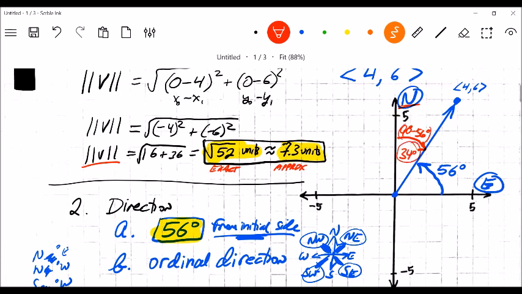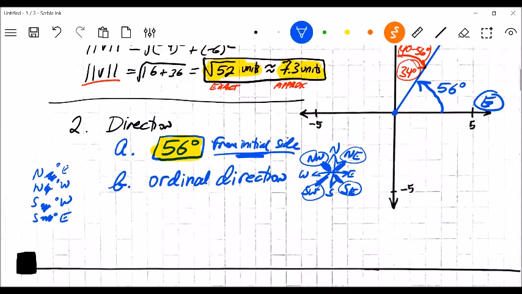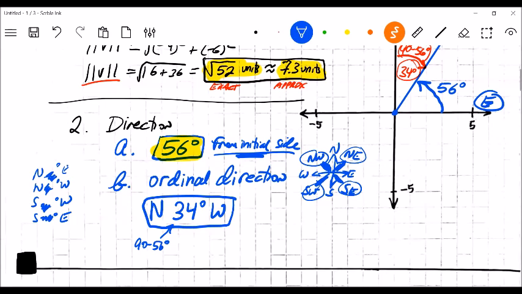That's how we get 34 degrees in there. So coming down here, I know that I'm doing a north, and I'm doing 34 degrees, and I'm doing west. And we get that 34 from 90 minus the 56 degrees, which we got from using a protractor.